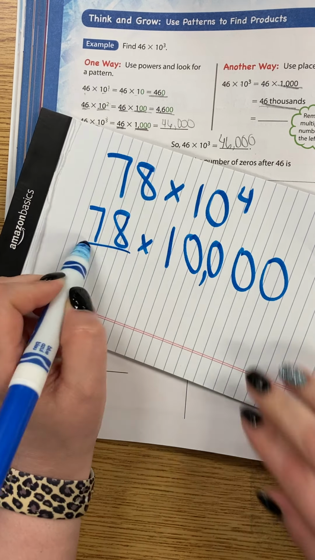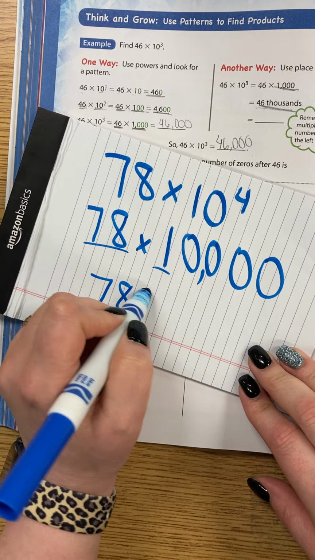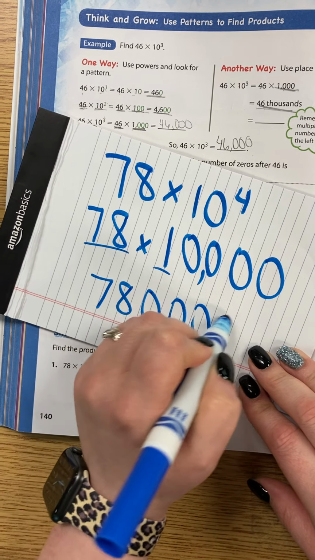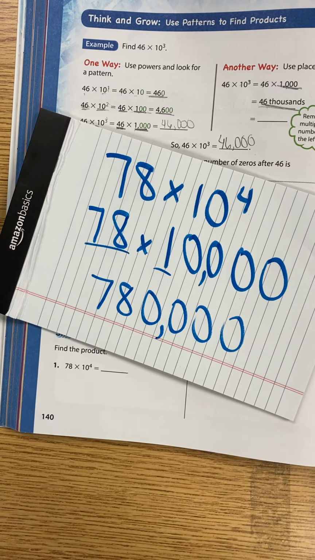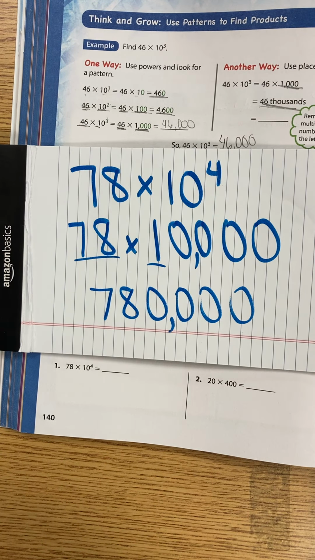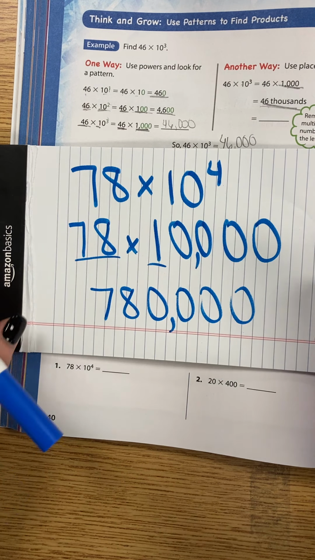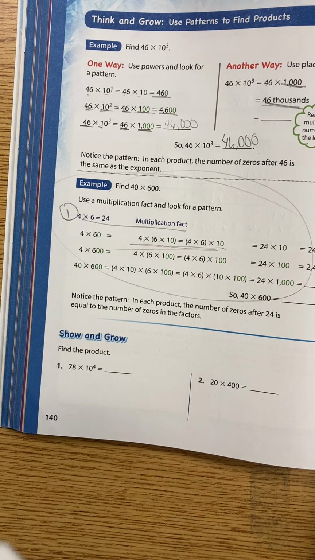So if you have 78 times 1, it's going to be 78, and then you're going to have those 4 zeros, and you're going to have 780,000. You see how that works with the zeros? 0 is an important number. I'm constantly telling my family to make sure they include 0 when they count because it's a good concept. All right, let's look at another one.